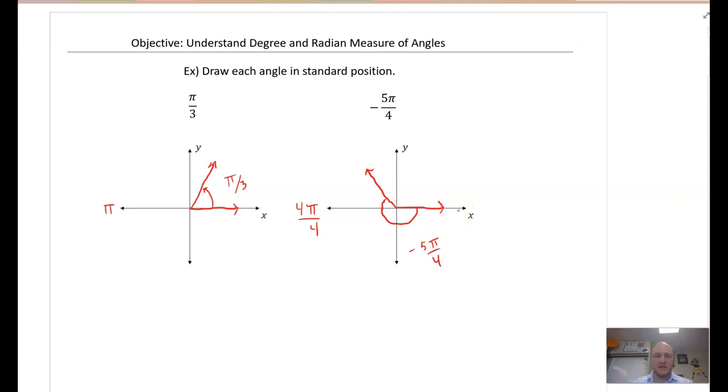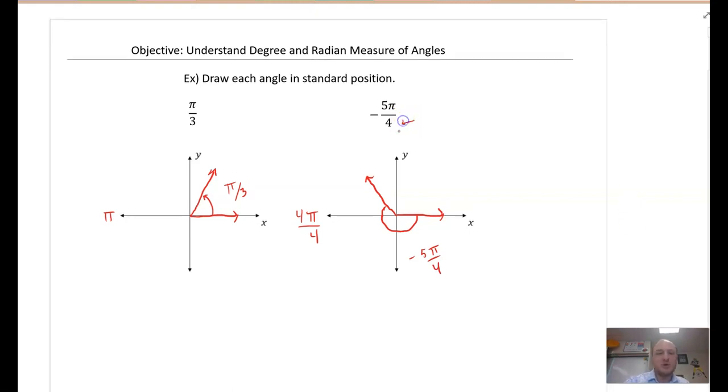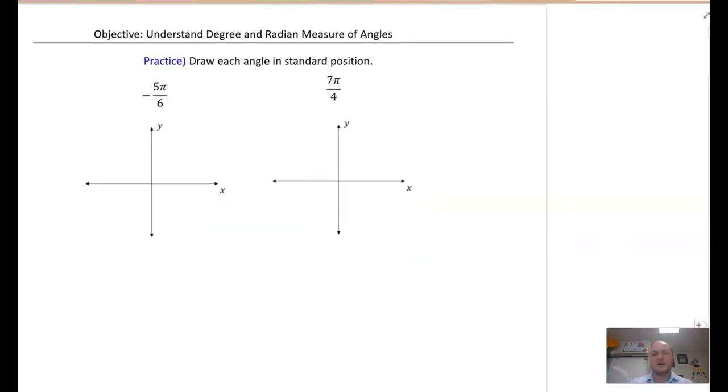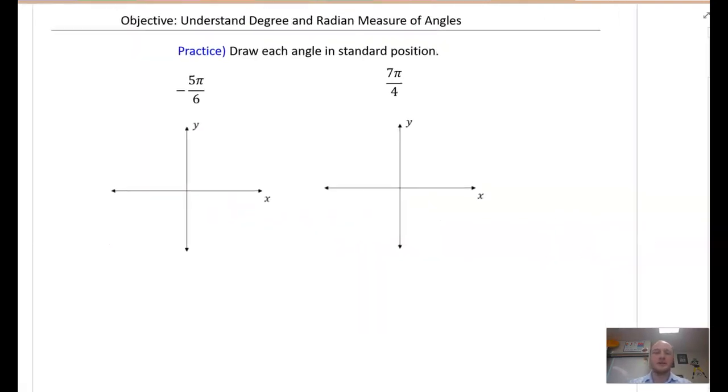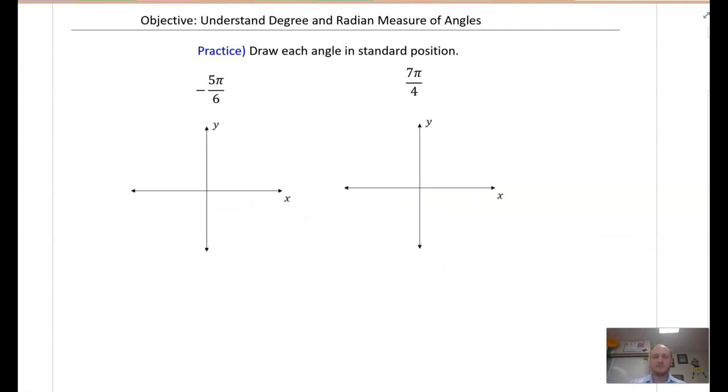So kind of a trick, if you're working with a denominator, think about splitting pi by that denominator, right? So if I was over here, this would be 3 pi over 3, right? I want 1 pi over 3, so I want one of them, okay? That can help. All right, here's a practice problem. Please go ahead, try this, and I will show you the answer.